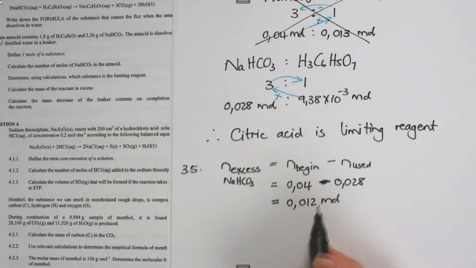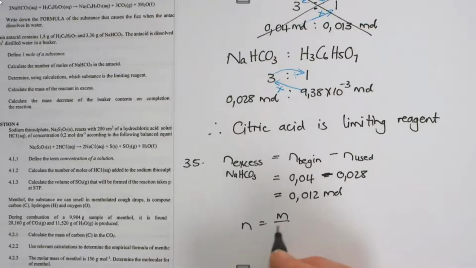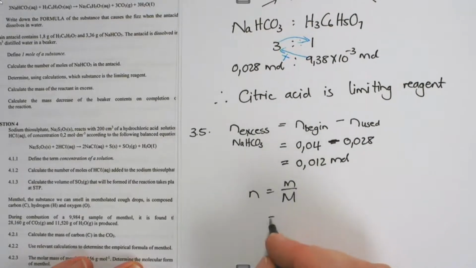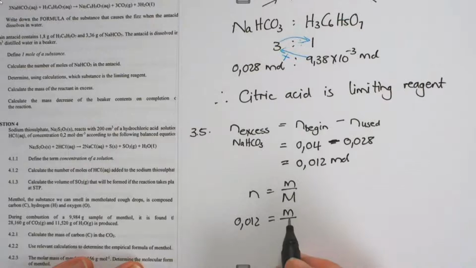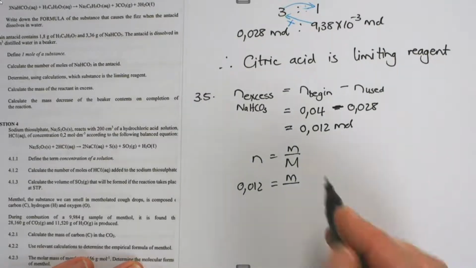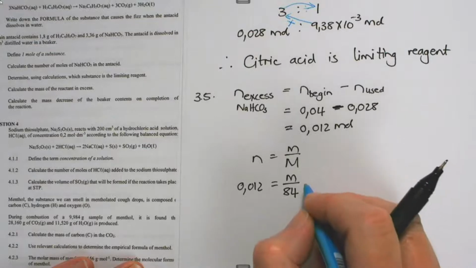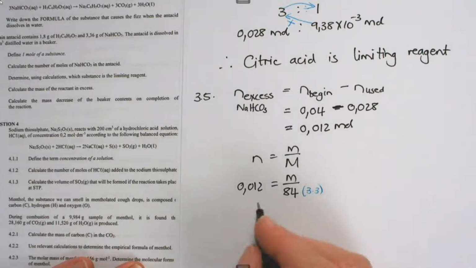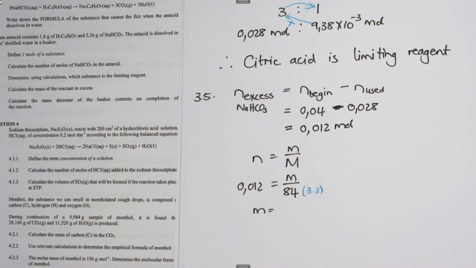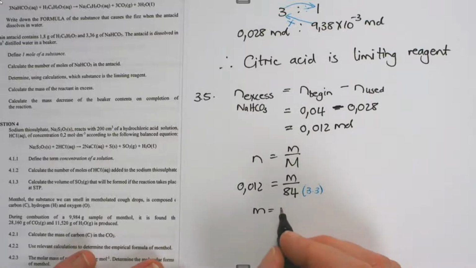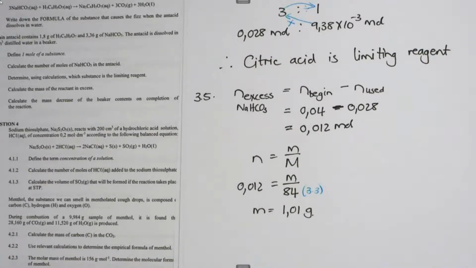But they asked the mass in excess, so I'm going to say n equals small m divided by capital M. The 0,012. Okay, now that in 3.3, I've already calculated the molar mass, so I'm not going to do it again. So that 84 comes from 3.3. I'm just going to write it here for you in my blue pen, in my pencil. It comes from 3.3. So that means 0,012. I'm going to multiply it by 84 and I get 1,01 grams. So that means from that 3,36 that I put in initially, more or less 1 gram is in excess.